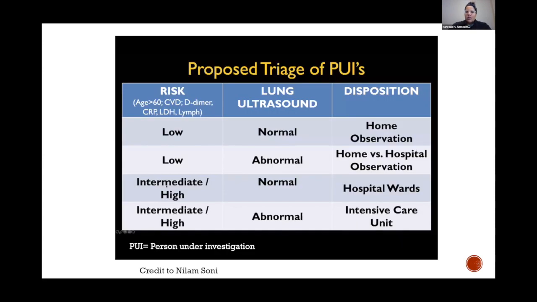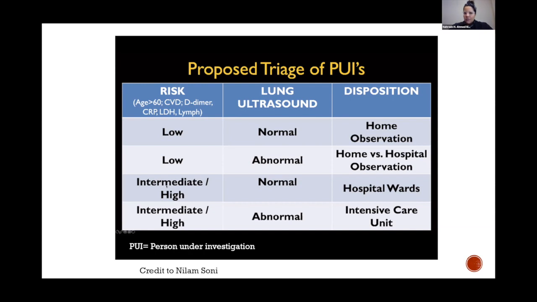That said, I will show you a little bit about what's been talked about so far. PUI, a term I have probably mentioned a couple of times, is a person under investigation. It's somebody that you think is potentially a COVID patient. The proposed triage for ultrasound has been the following. Thinking about your risk first, is the age greater than 60? Do they have cardiovascular disease? Is their D-dimer elevated, CRP elevated, LDH? Do they have lymphopenia? These are high risk characteristics that we see.